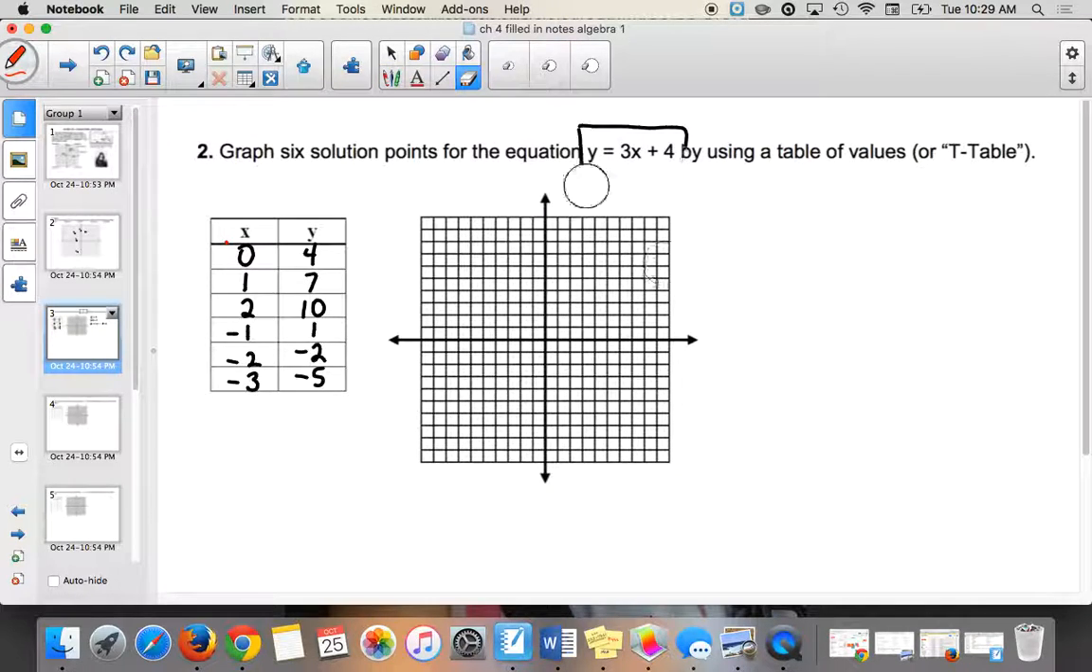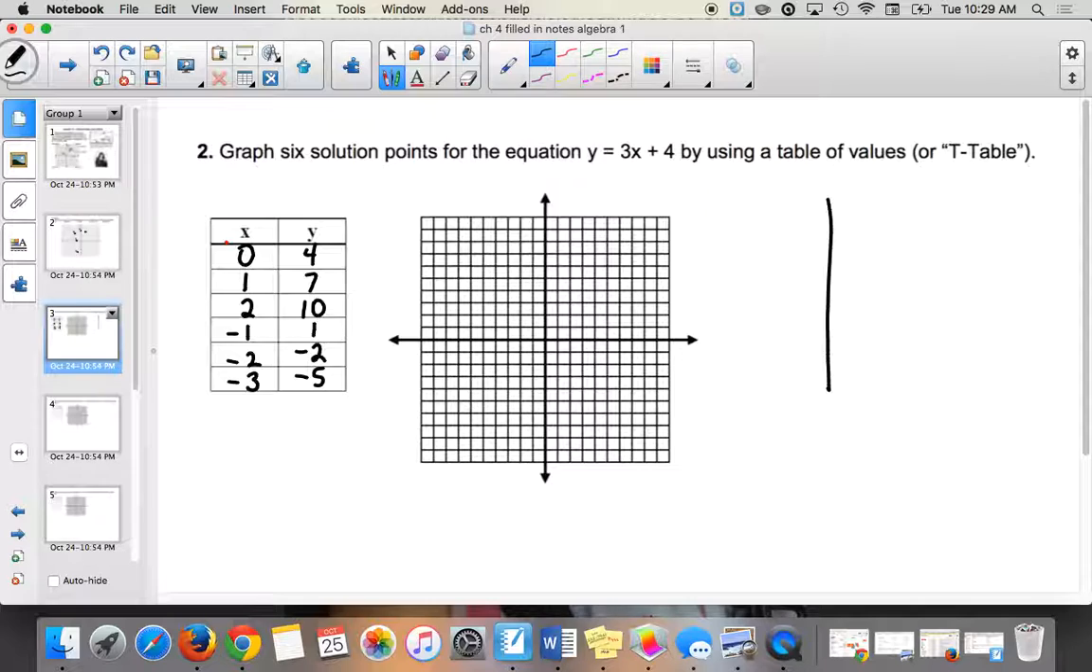So when you set up a t-table, what we do is we do x and then we do y. Let me do a couple more points. If I plug in any number for x, so let's say I plug in 5, I'm plugging it into this equation, y equals 3x plus 4. So I'm going to have y equals 3 times 5 plus 4. I'm replacing the x with what it's equal to. So x equals 5, and 3 times 5 is 15, and then plus 4 would be 19. So y would be 19.